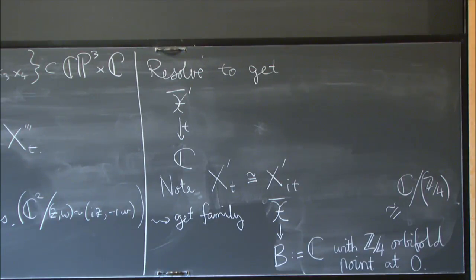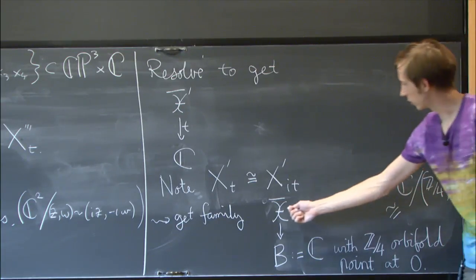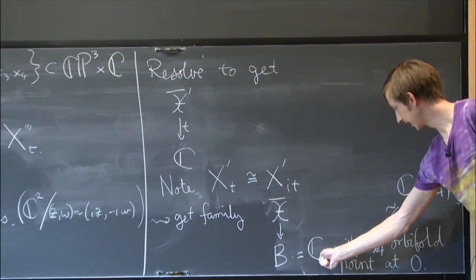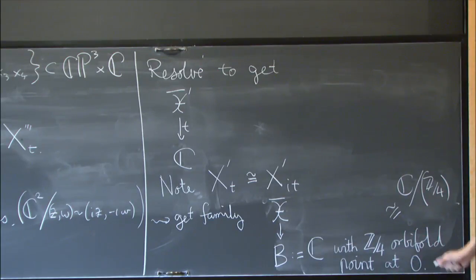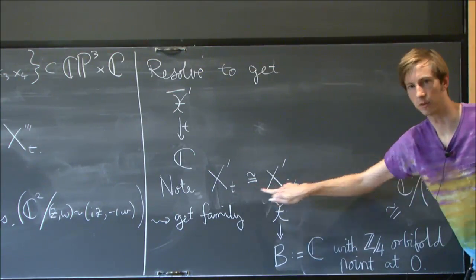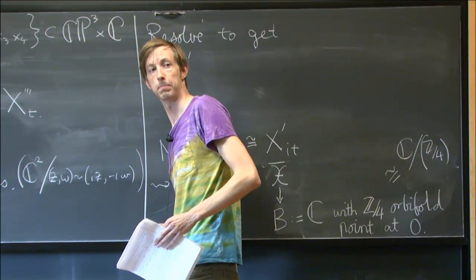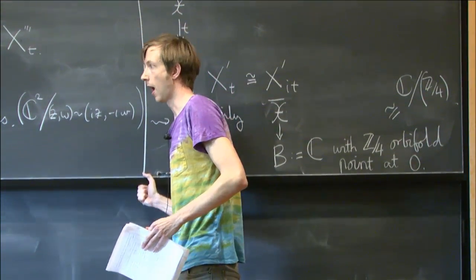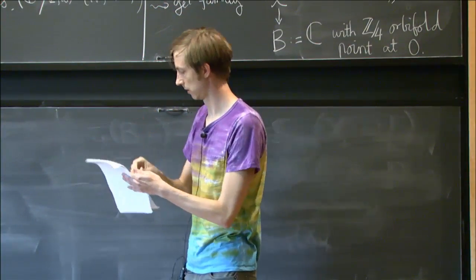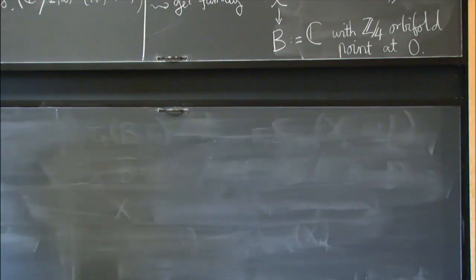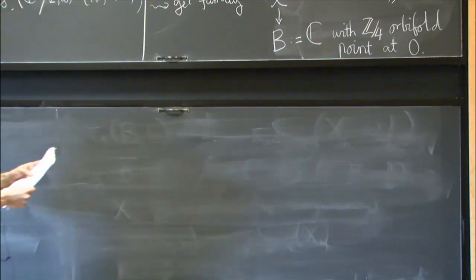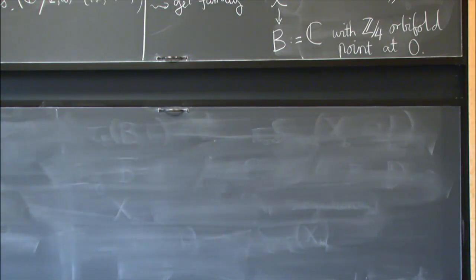So since we have this extra symmetry in our family, we actually get a family over the base B, which is C, but with a Z mod 4 orbifold point at 0. Or in other words, C mod Z mod 4, because the origin is a fixed point of this action by multiplication by i. Yeah, I haven't removed the singular fibers yet, but there's only one conifold point.